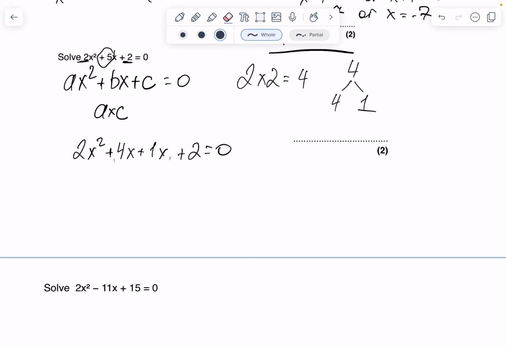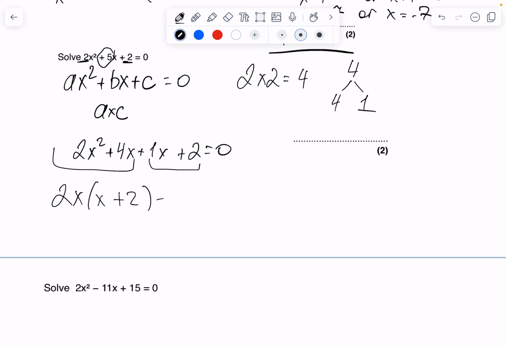Now, I'm going to factorize this. So I'm going to start with this 2 and then this 2. So 2x squared plus 4x share 2x. And inside the brackets, I'll have x plus 2. And I also have 1x plus 2, and they don't share anything, so I can just write 1 outside the brackets and copy this. Okay?